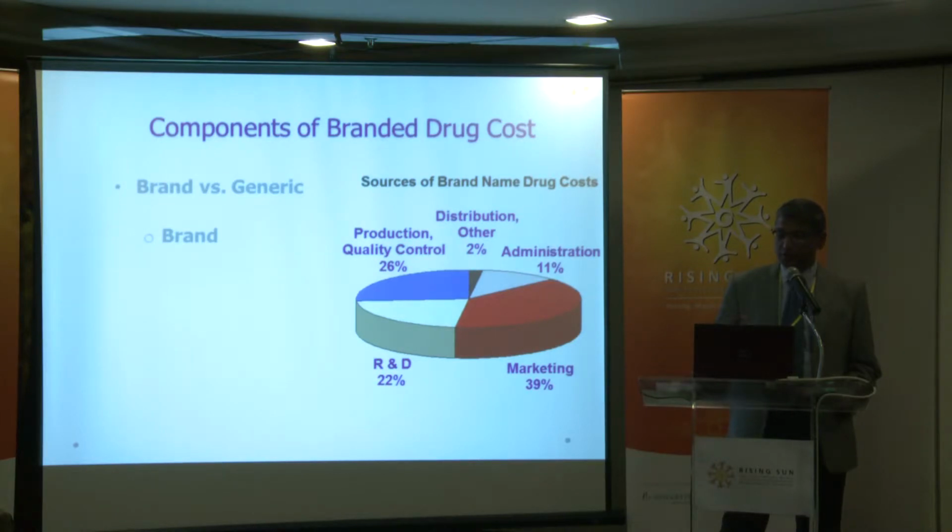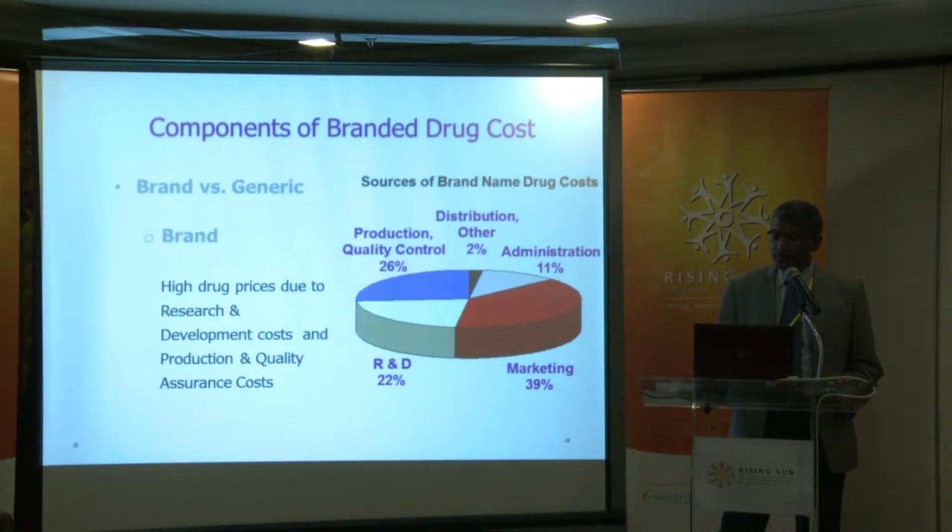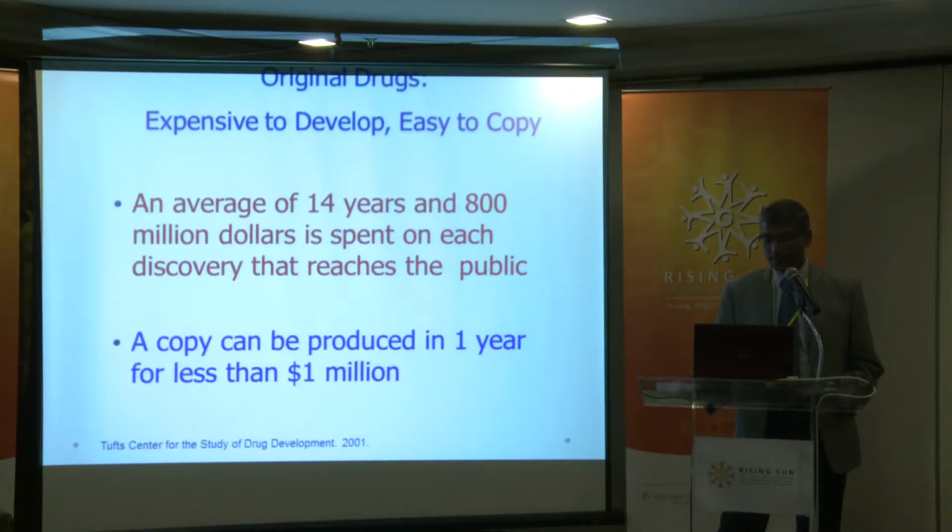So you have the production and quality control, which contributes about 56%. You have administration of the drug, 11%, marketing, 37%, and research and development, 22%. So many things go into play. And many of these are utilized by the generics also, but the high drug prices that are associated with the innovator brand are because the costs involved in bringing out the drugs are so huge that they have to recover the costs. So it is bound to be expensive.